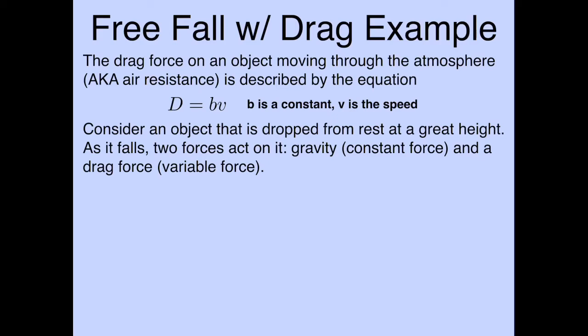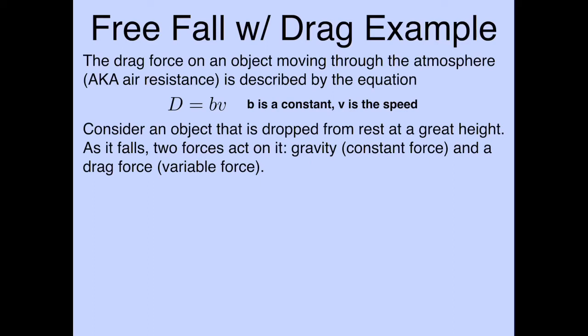So the equation for a drag force, generally speaking, is given by this. D, that's the drag force, is equal to B times V. Now B is just some constant. There's a way of calculating it, but it doesn't matter for our purposes. It's just some kind of constant that has to do with the object and how dense the air is. And then V is the speed, how fast the object is moving.